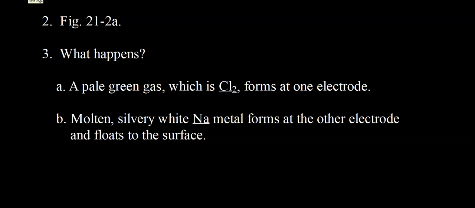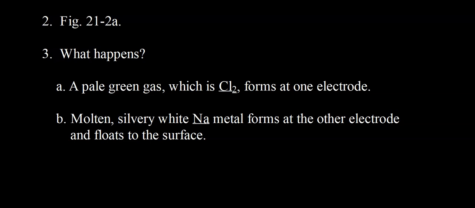Pale green gas. So let's say you actually set this up and you take some molten sodium chloride, stick a couple graphite or platinum electrodes in it, attach that to a power supply. What would happen? What you would see is that at one of the electrodes, a pale greenish yellow gas would form.